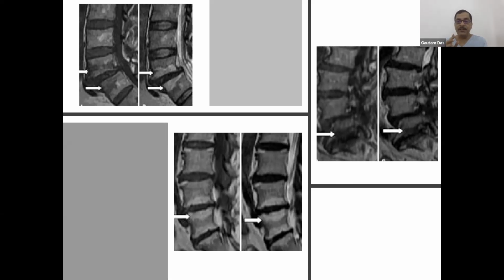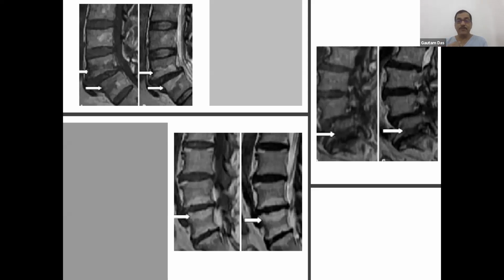Let me repeat. Modic type 1 means the T1 weighted image will be looking black at the end plate, and the end plate is white in T2. That is Modic type 1. And this is because of the end-plate edema, and that might be responsible for pain.